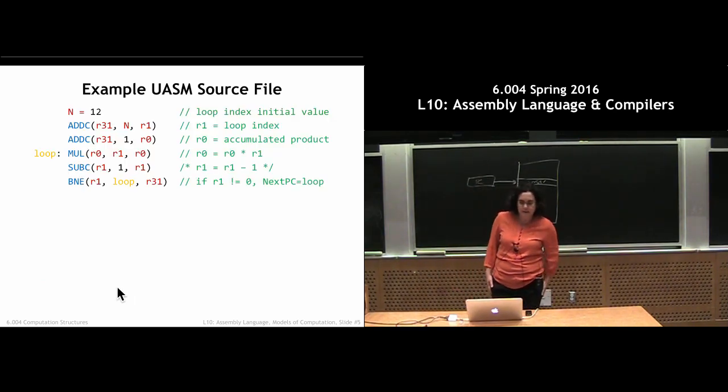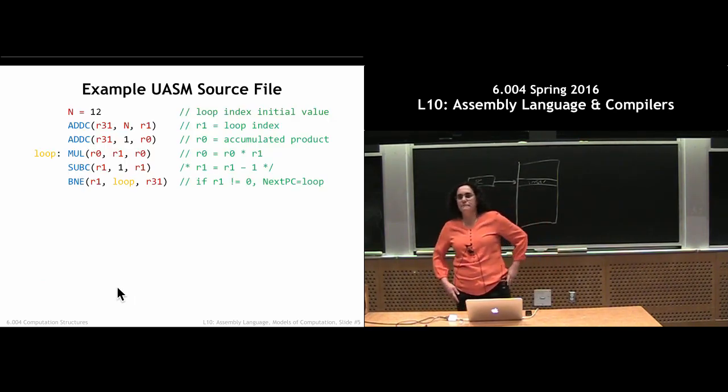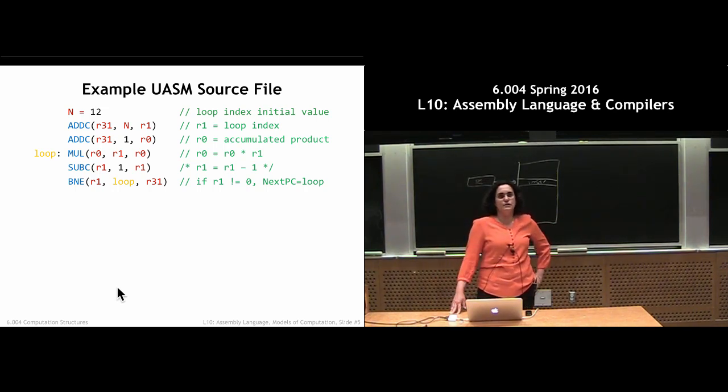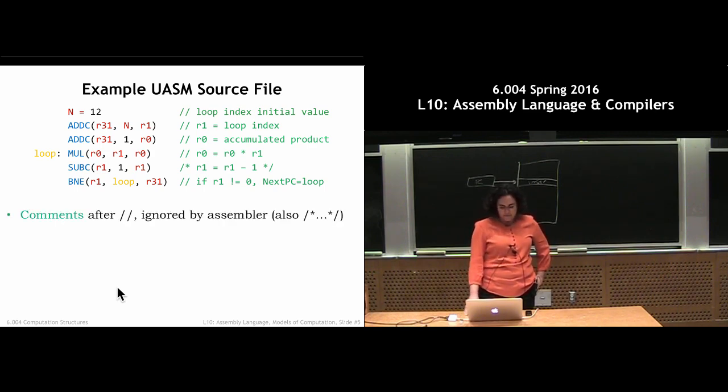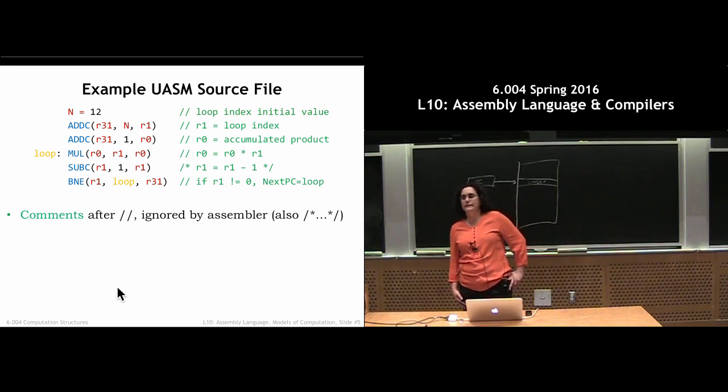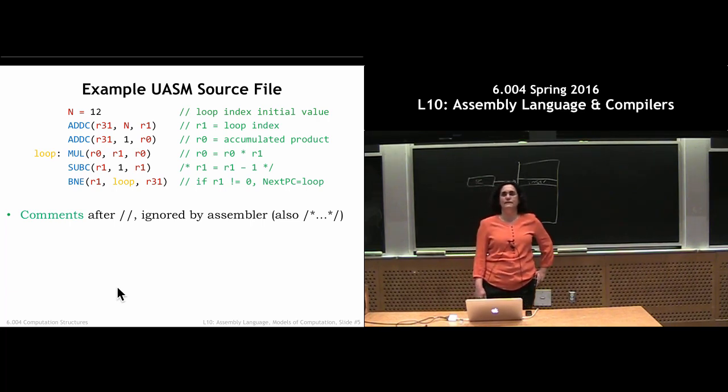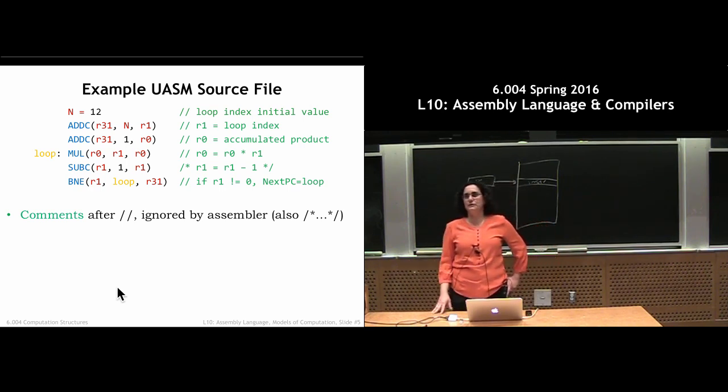Okay. So here's an example UASM source file, and we've color-coded it in order to show the different pieces and highlight the different functionality that is supported by UASM. So let's start off with green. The green are comments. Anything that you put in your assembly file that comes after a / is just going to be ignored.